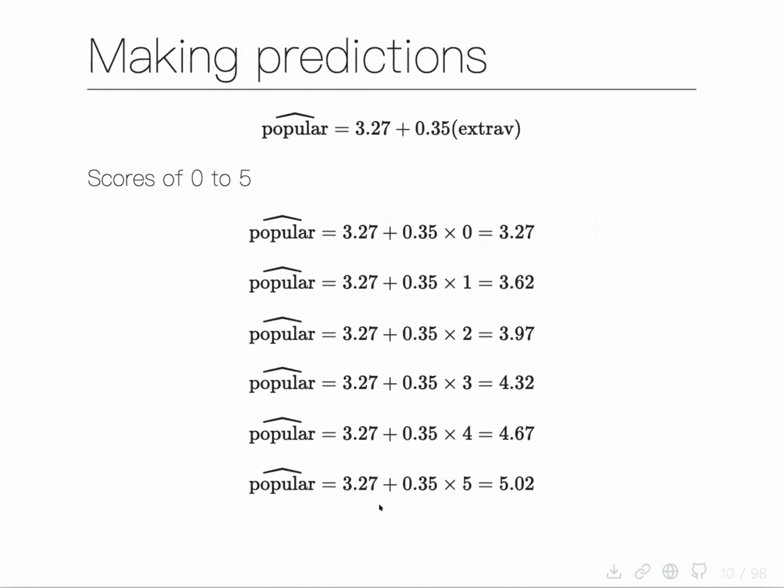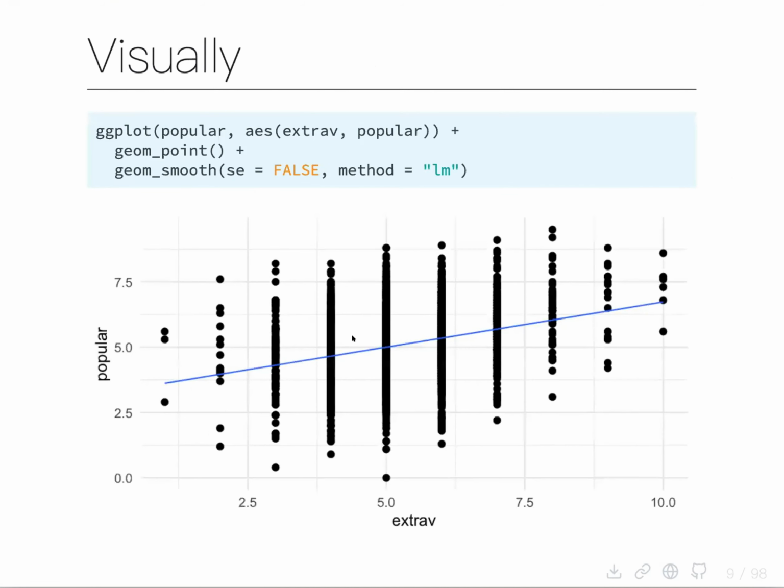Okay, so this is how we would make predictions with a simple linear regression, right? We just have this extroversion score, and we multiply whatever that coefficient is by their extroversion score, and we get their predictions. So we're fitting this line, right?